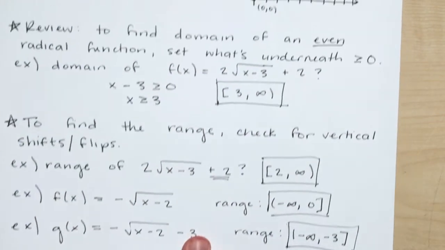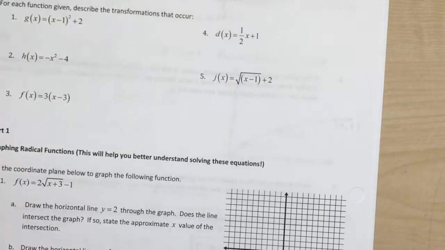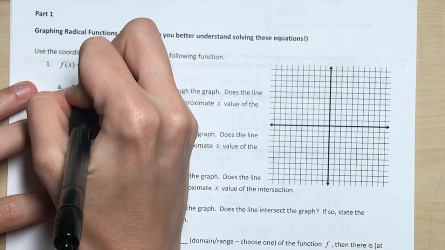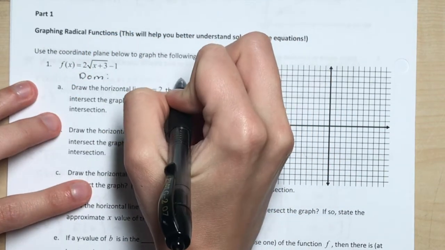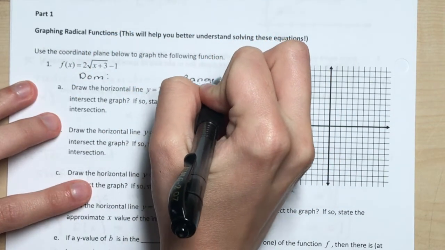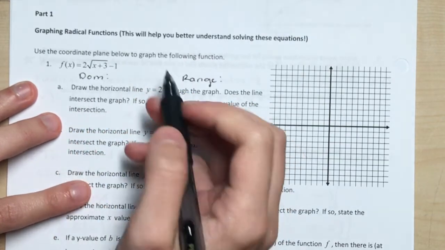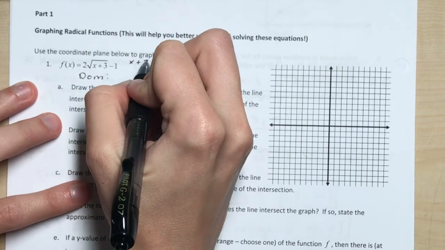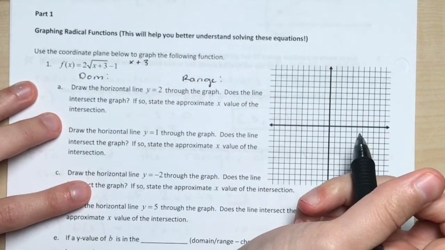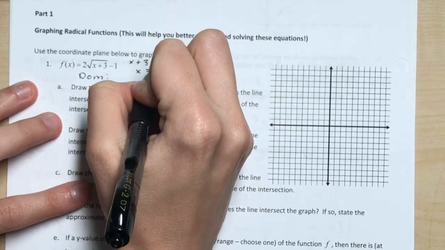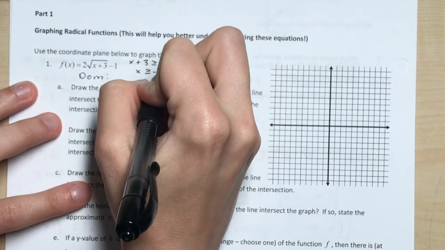Let's try graphing something, finding the domain and range, etc. Okay, so looking at this first problem, let's find the domain and range before we graph. So my domain, we want to take from inside the function. What do we want to set this to? We want to set it greater than or equal to 0. So x is greater than or equal to negative 3.